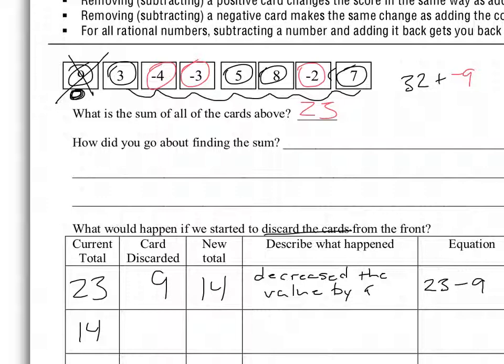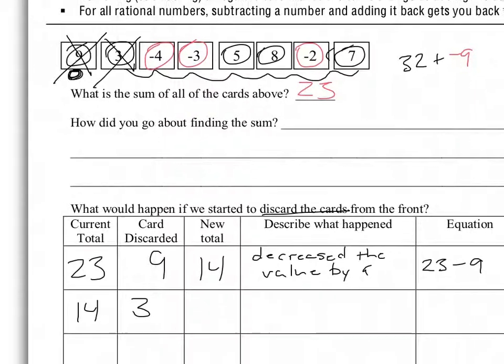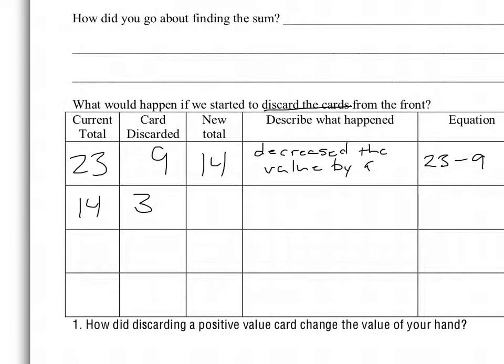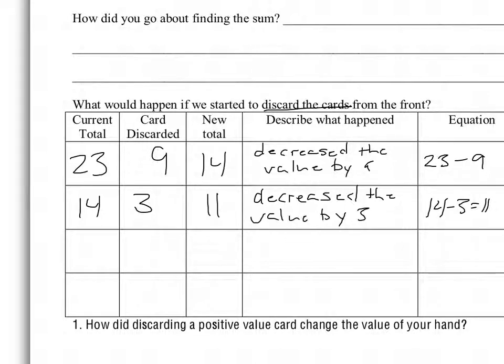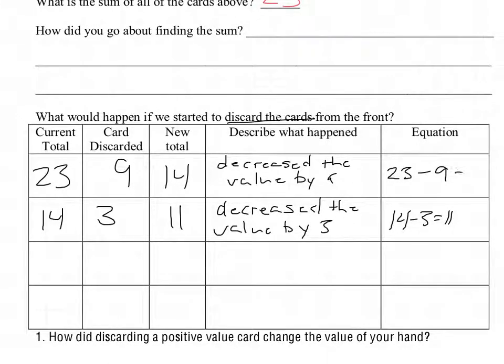We're now going to discard one more card. We're going to discard the 3. So if we're taking away a 3, that's going to leave us with 11, and we decreased the value by 3. So that's going to give me 14 minus 3 is equal to 11. So again, this was an equation, so I'm going to go ahead and fix this. So it's an equation. And our current value is now 11.